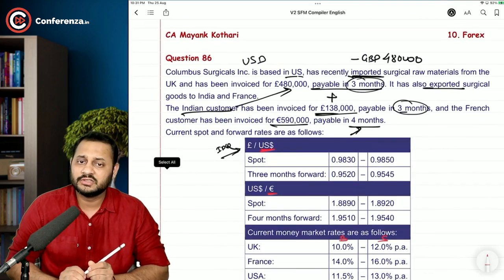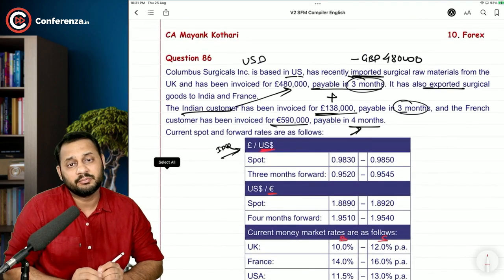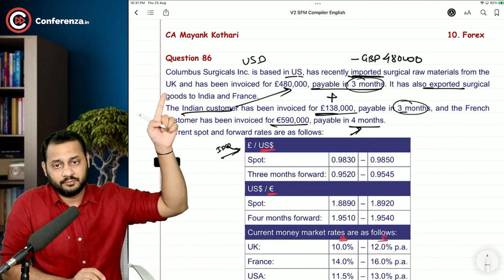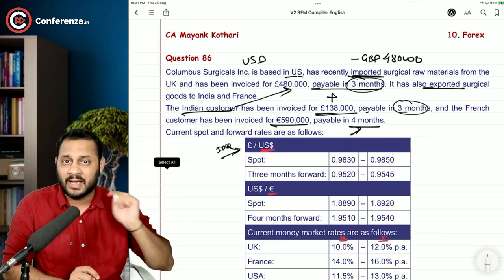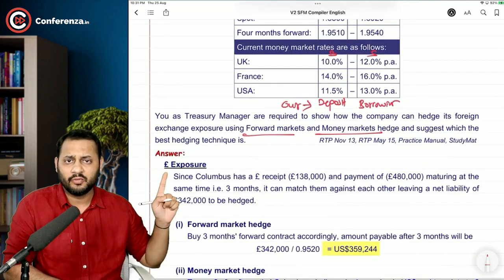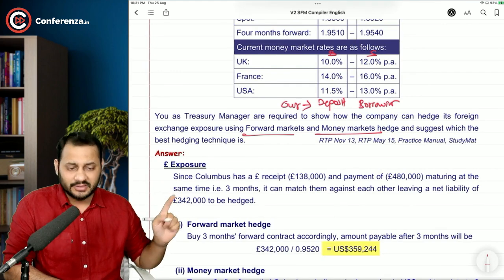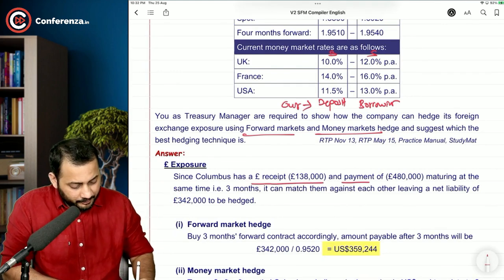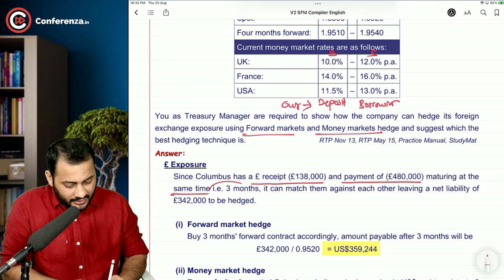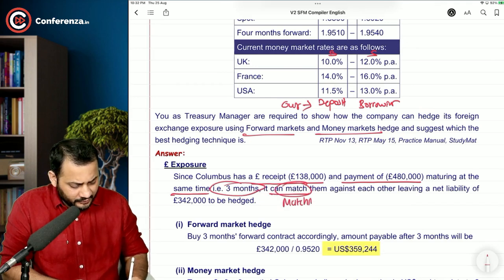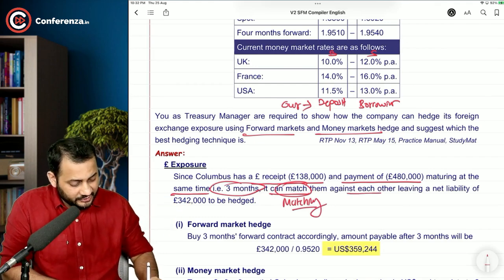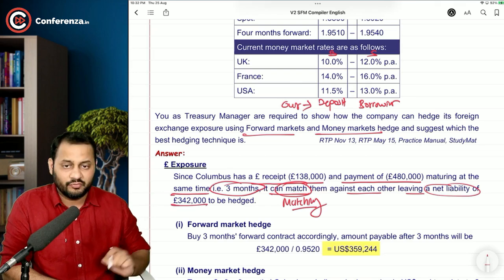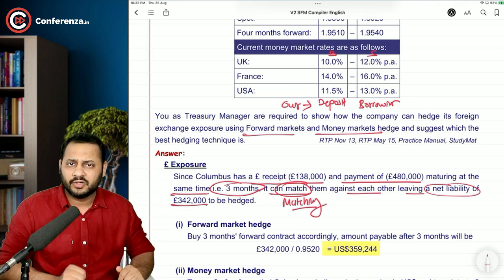What we can do first is we can ask the Indian customer to directly make the payment to the UK party, and we will only be liable to the UK party for the balance amount. Pound exposure. Let's read it. Since Columbus has a pound receipt and payment maturing at the same time, it can match them. This is called the concept of matching, which comes under the internal hedging part, and against each other leaving a net liability of 3,42,000 pound, which can be covered under forward.